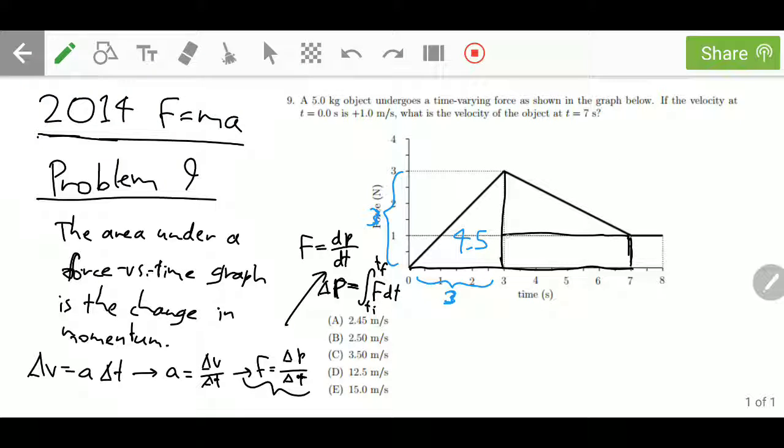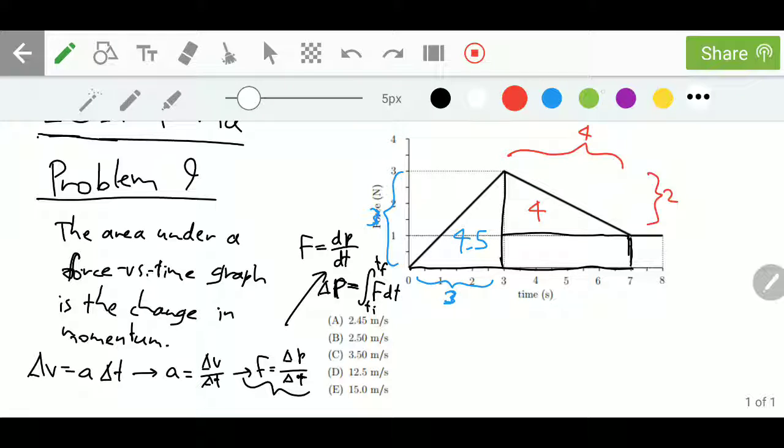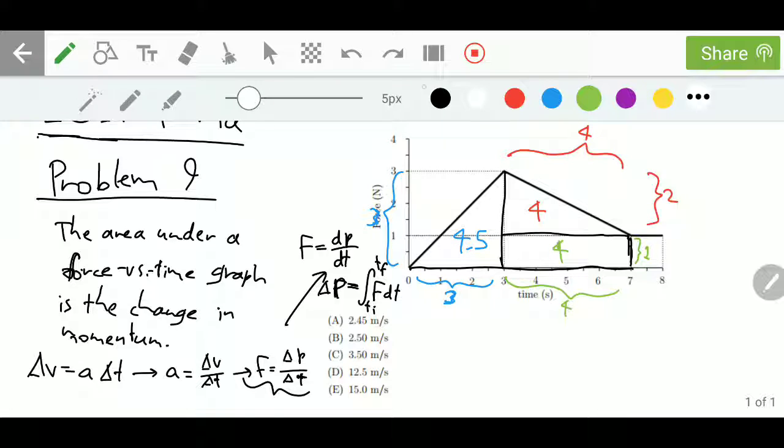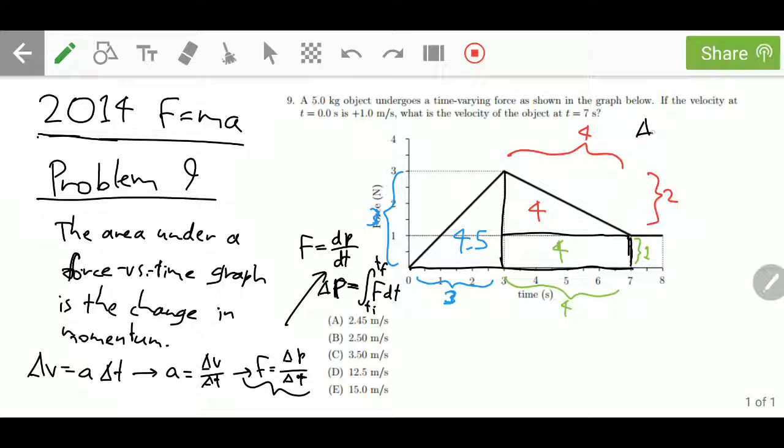This triangle right here has base 4 seconds and height 2 newtons. So the area is going to be 1/2 times 4 times 2, which is 4. And finally, this rectangle has a height of 1 newton and a base length of 4 seconds, and so we're going to get 4 kilogram meters per second. And thus, the change in momentum is just the sum of all of these. So 4.5 plus 4 plus 4 is 12.5.